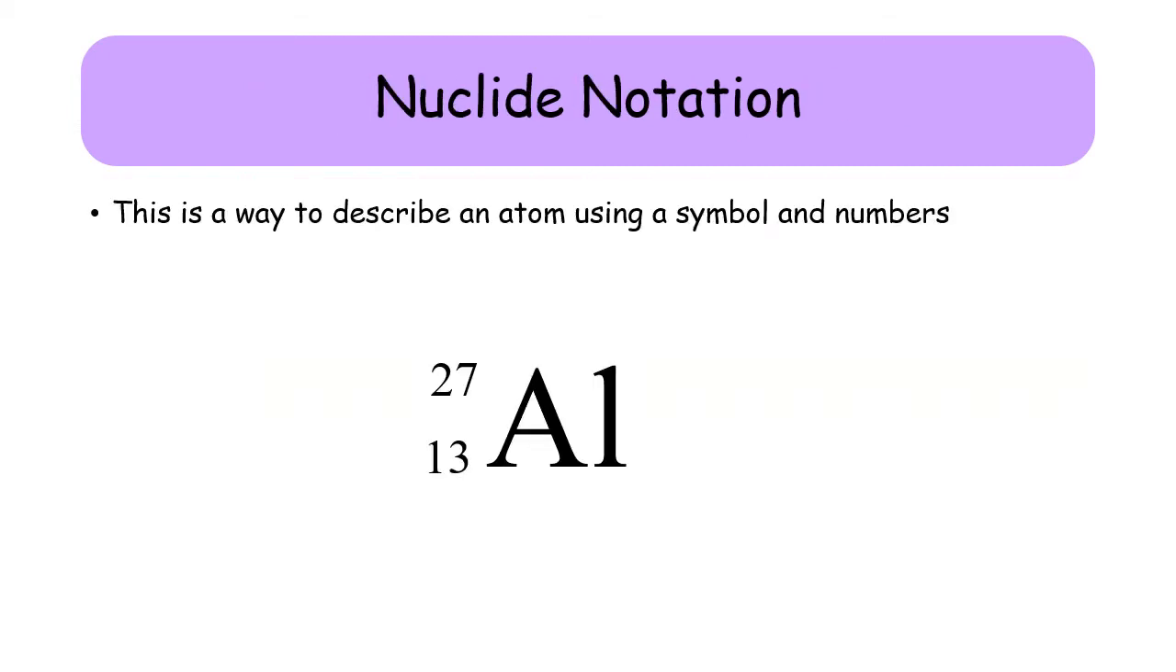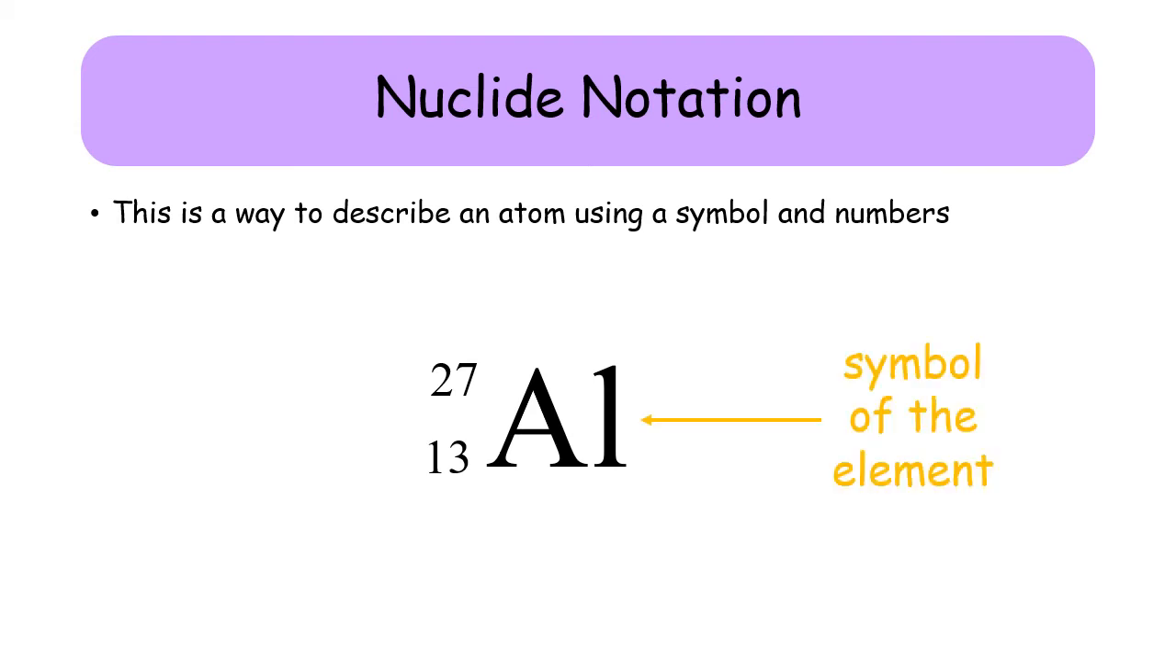Now, the next thing we're going to look at is something called Nuclide Notation. And this is a way in which we can describe an atom using a symbol and numbers. Now, the symbols are found in your data booklet and on the periodic table, but the numbers you will have to learn to understand without your data booklet.